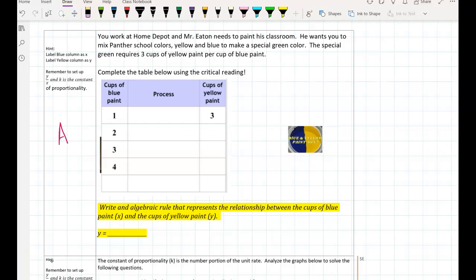It says that you work at Home Depot and Mr. Eaton needs to buy paint for his classroom. He wants you to mix Panther school colors, yellow and blue, to make a special green color. The special green requires 3 cups of yellow paint per cup of blue paint. So what does that look like? Then you would need 3 cups of yellow to 1 cup blue.